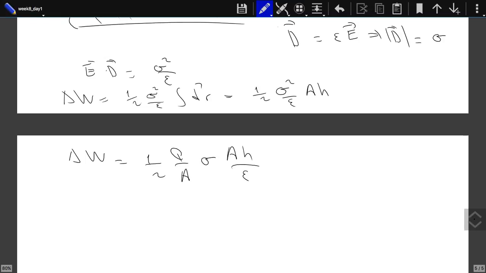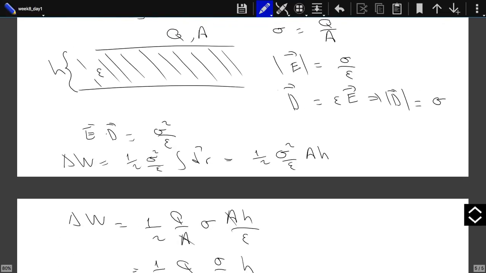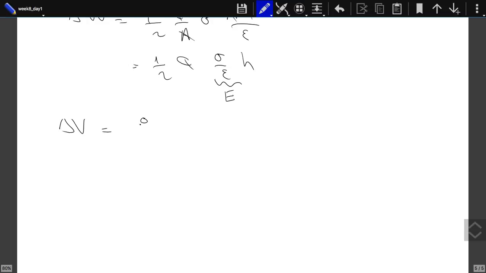But you see, sigma over epsilon is nothing but the electric field. So the work is Q times sigma over epsilon times H. Sigma over epsilon is the electric field, and the potential difference between these two plates is E times H, sigma H over epsilon. So the energy stored in my system is just 1 over 2 Q times delta V.